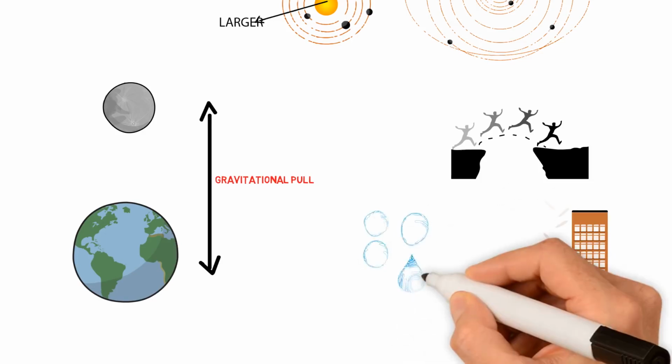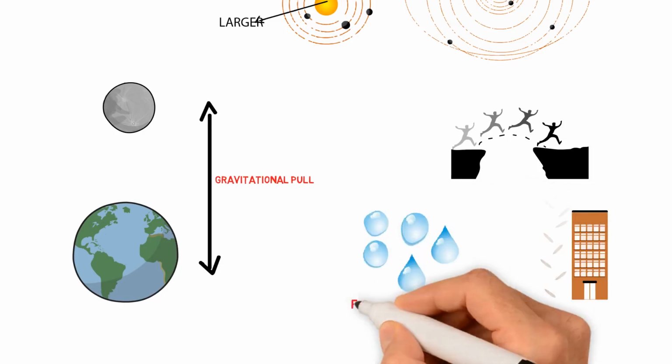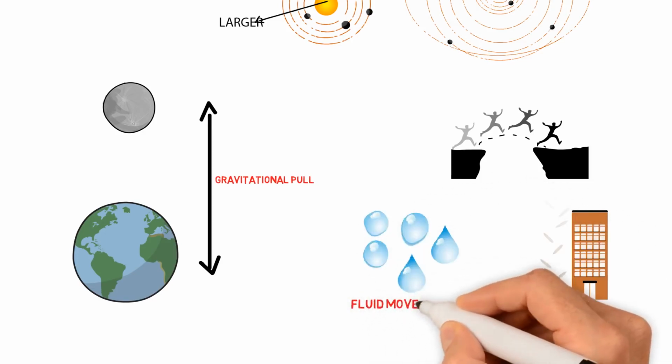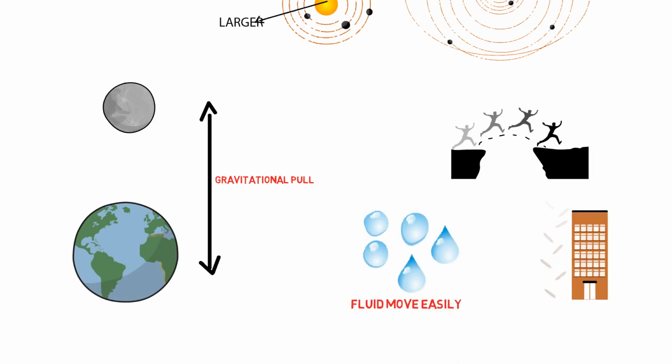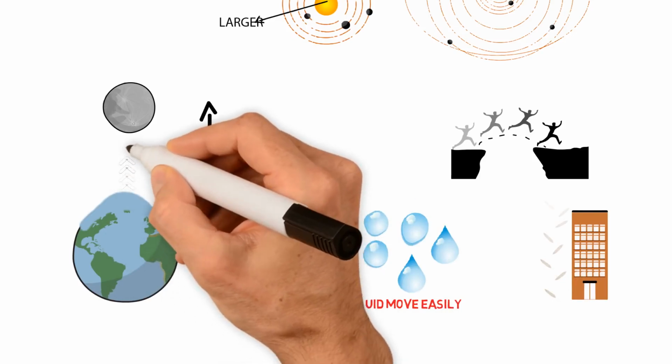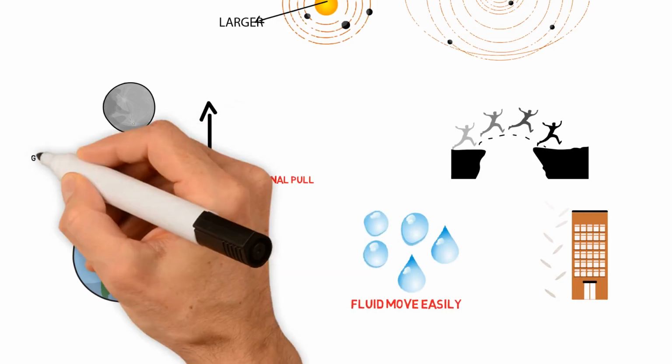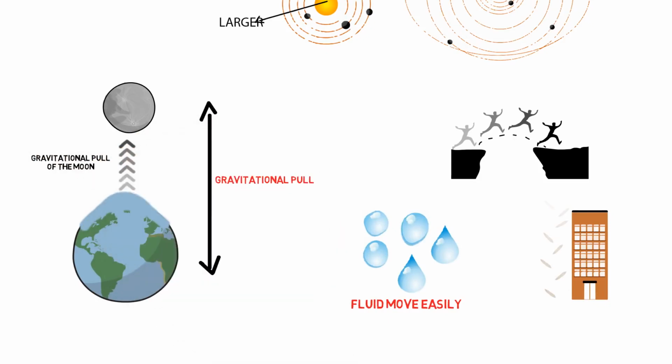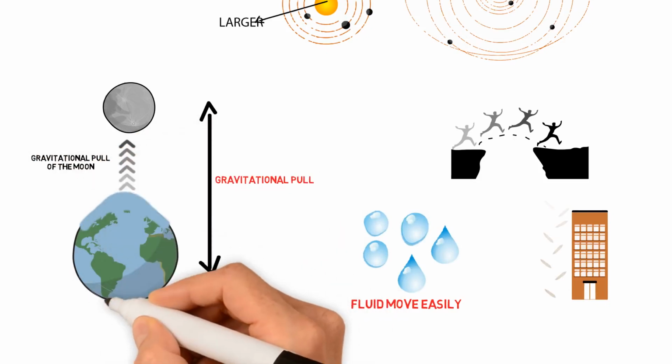Now when it comes to the ocean, water is fluid, and fluids move more easily. So when water on Earth in a particular region is directly beneath the moon, the water gets pulled by the gravitational force towards the moon. And that creates a bulge, meaning a tide, on the surface of the ocean.